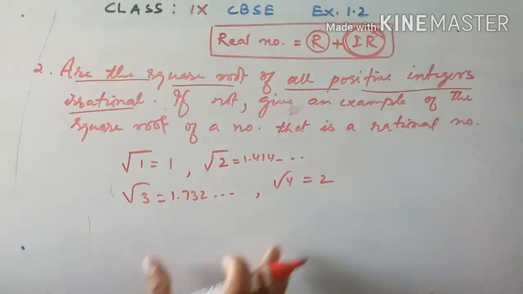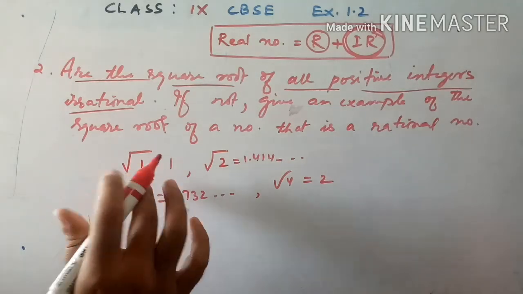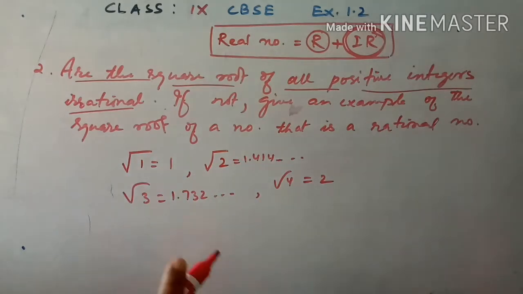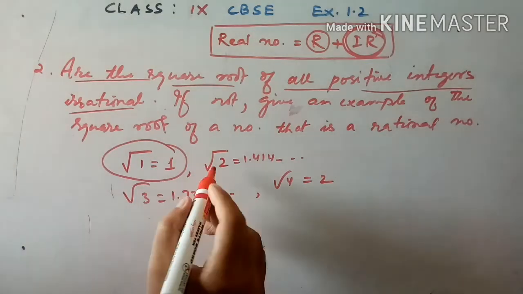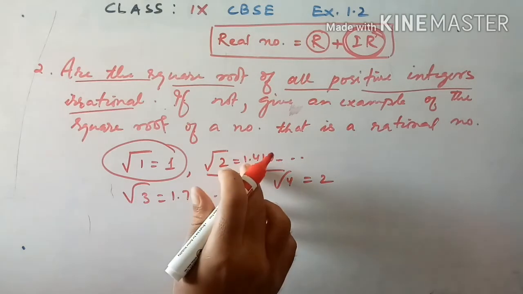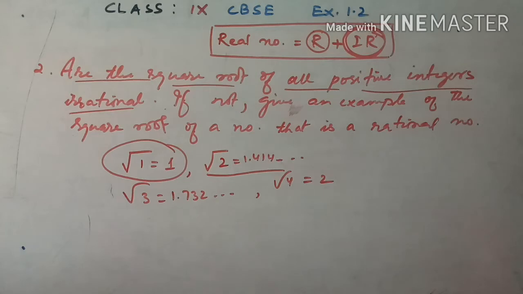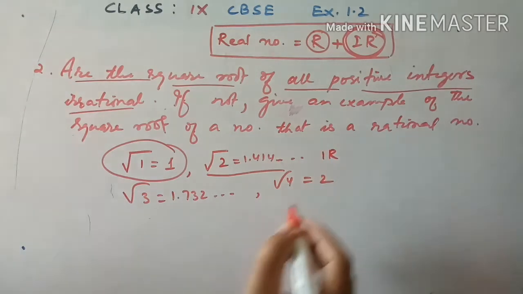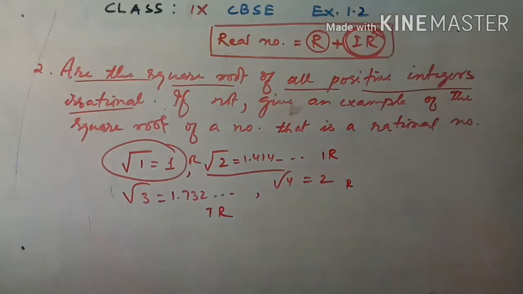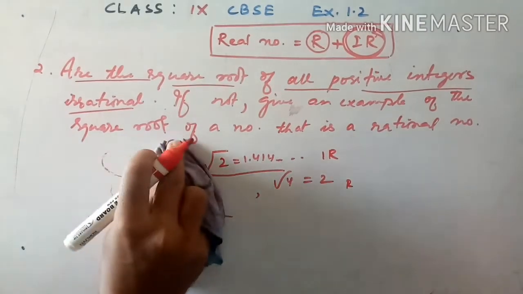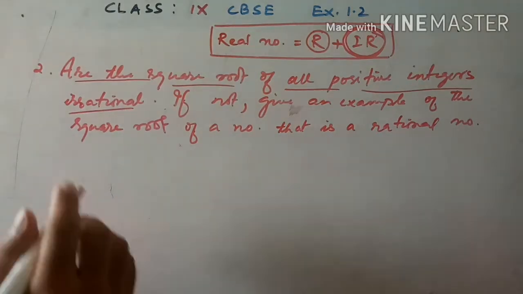So now from this, what can we learn? 1, 2, 3, 4 all are positive integers. The square root of 1 is 1, and 1 is a rational number. The square root of 2 keeps going on without terminating and without repeating, so this is called irrational. This is also irrational, and this one is rational. So the question is telling that the square roots of all positive integers will be irrational. Is that right or wrong? No. Sometimes it will be irrational, sometimes rational. So the answer is no.